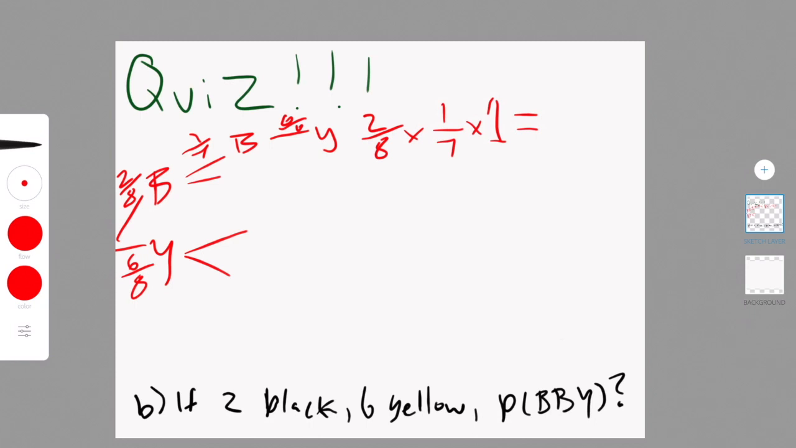And then to get a Y, what would be left in the bag since you removed 2 blacks? Only yellows, okay? So that would just be a 1. There's no chance of you not getting a yellow. So then to find the probability of this, you would do 2 divided by 8 times 1 divided by 7 times 1. Or you can just ignore the 1, but yeah. And that's your answer.